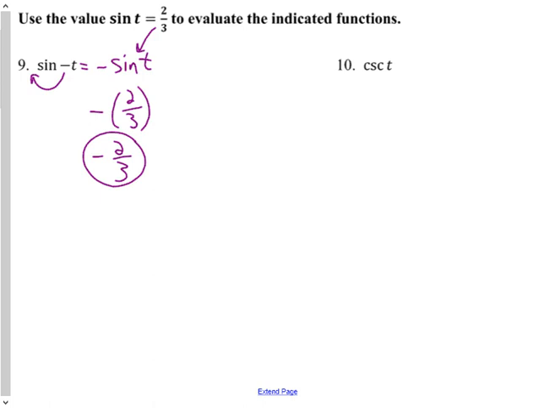Next, what about cosecant of t? Reminder, this is 1 over sine of t. So we're basically taking the reciprocal of what we have here. Sine of t is 2/3, so cosecant of t is 3/2, because each one has a co.